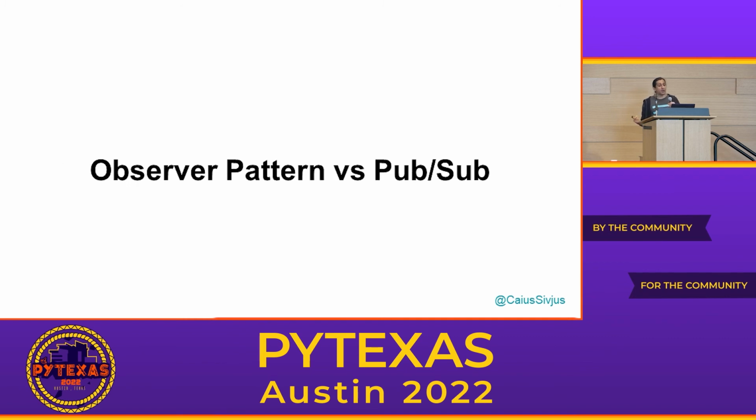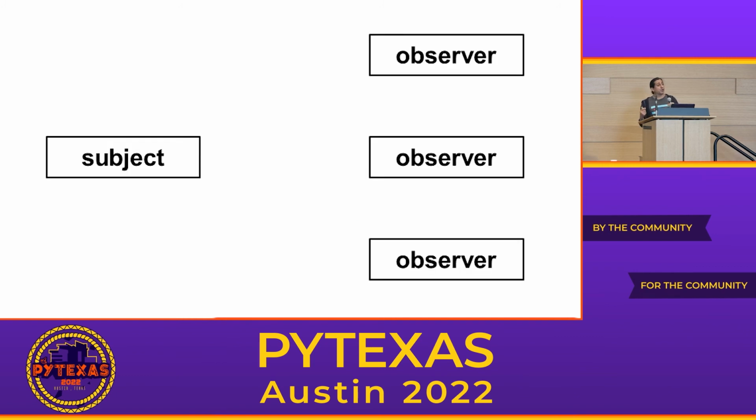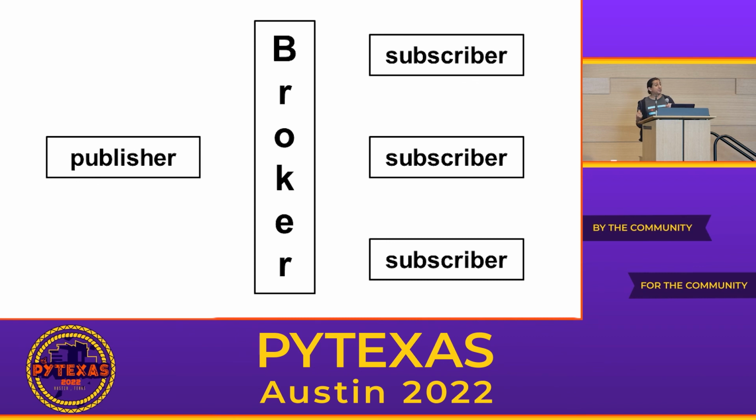And the final thing I want to cover is the observer pattern versus PubSub. You might be familiar with PubSub if you were here for the talk this morning, definitely with Kafka. There are frameworks like Kafka, products like Amazon Kinesis. And recall when we're doing the observer pattern, this is our high-level diagram. We have one subject. We have many different observers. This is a diagram for PubSub. For PubSub, we have one publisher and many different subscribers.